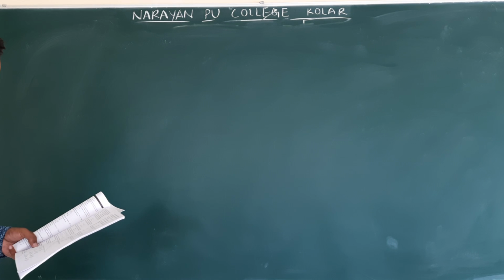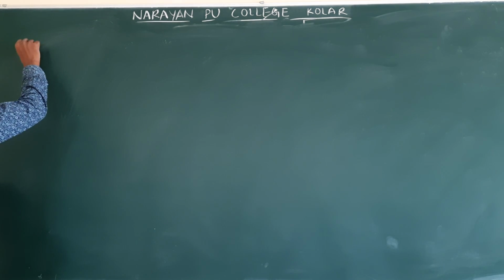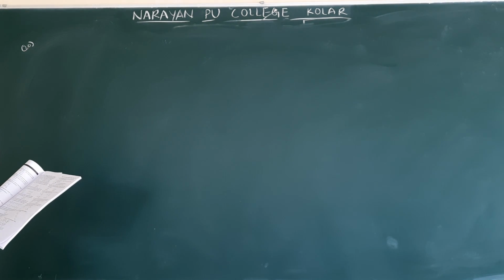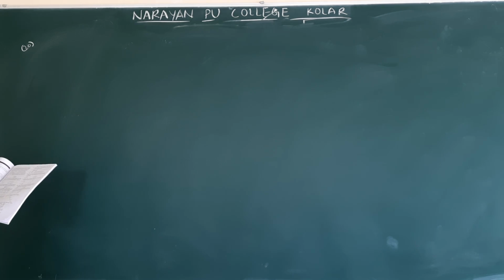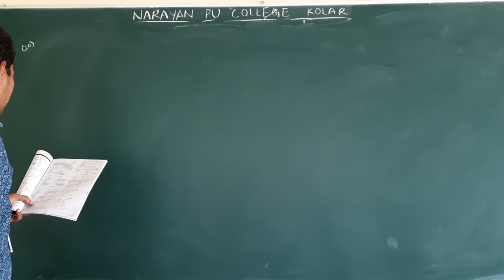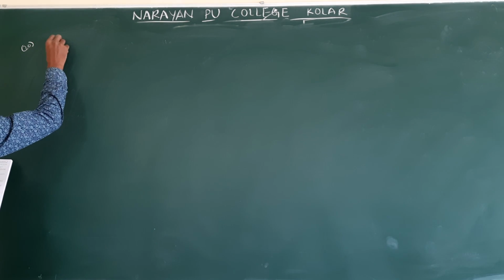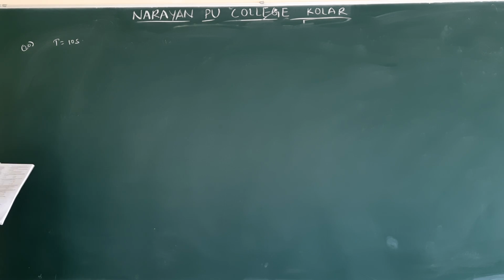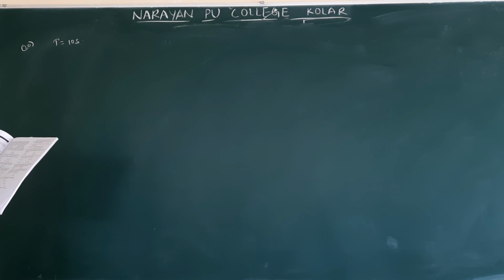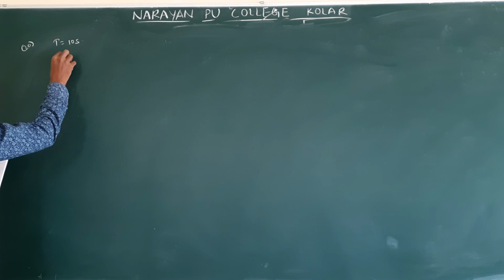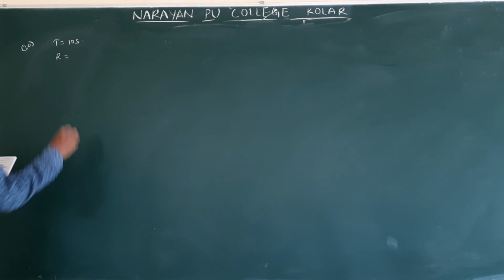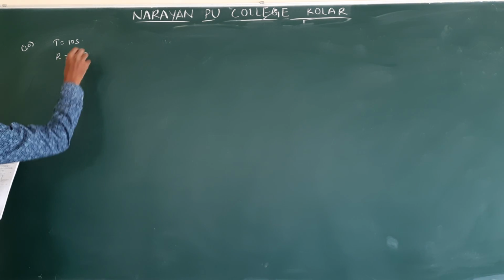Okay, come to question 20. A particle is moving at an angle such that the time of flight is 10 seconds and the horizontal range is 100 meters. The angle of projection is? So the particle is thrown at an angle such that its time of flight is t equal to 10 seconds, and the horizontal range R is equal to 100 meters. Okay.